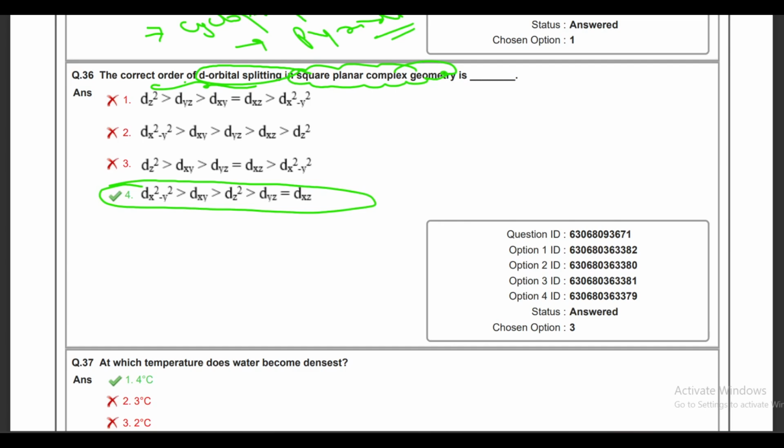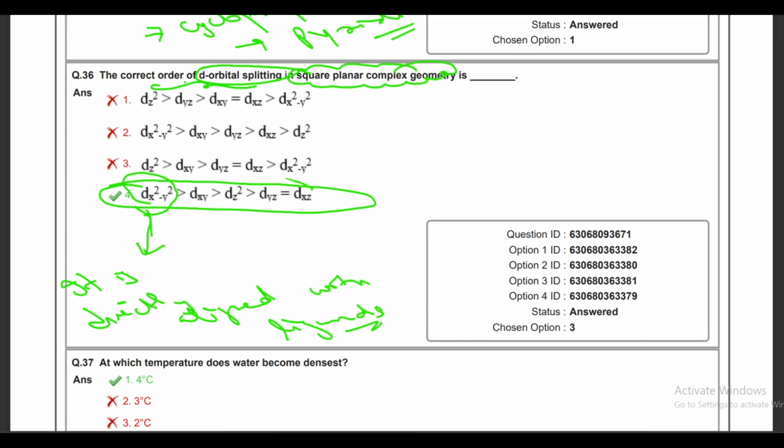In this case, the dx square minus y square orbital experiences the most repulsion, clearly because it is directly aligned with the ligands in square planar geometry, so it has high energy. So the reason is it is directly aligned with the ligands. Clear?